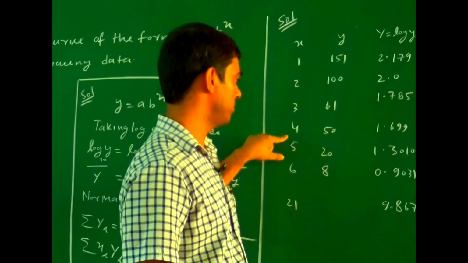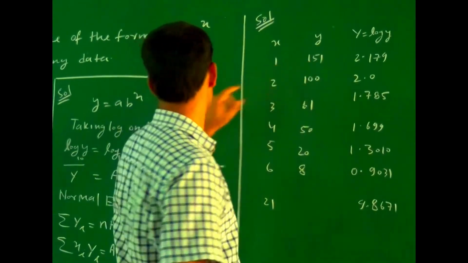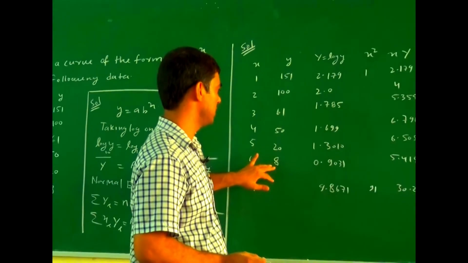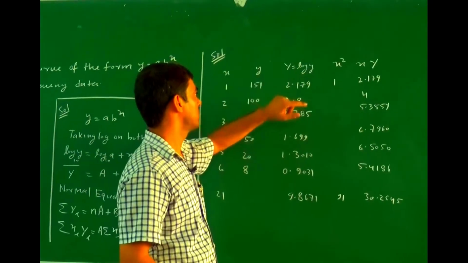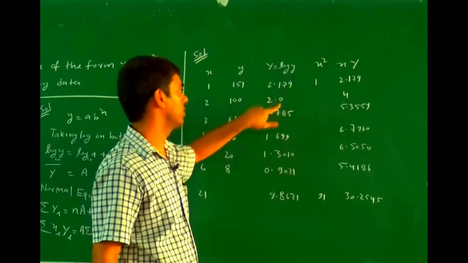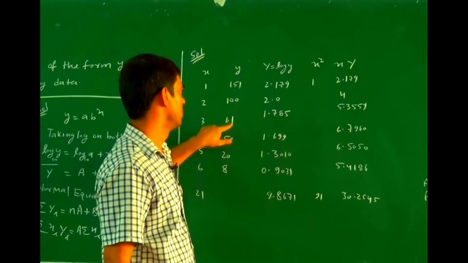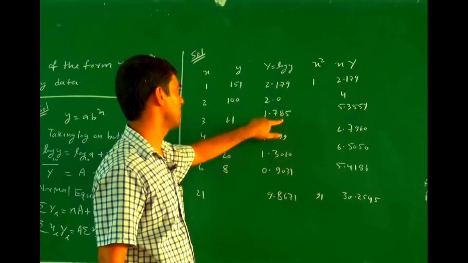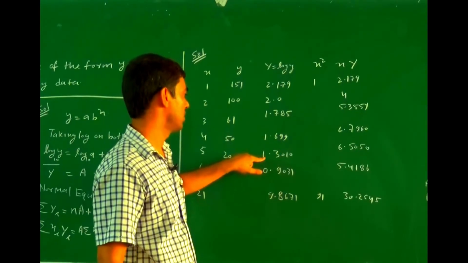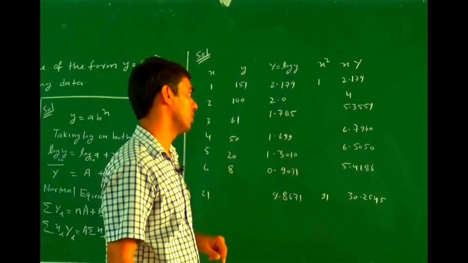The values for x are 1, 2, 3, 4, 5 and 6. The values for y are 151, 100, 61, 50, 20, 8. We take the log of these. Log 151 is about 2.179. Log 100 is 2. Log 61 is 1.785. Log 50 is 1.699. Log 20 is 1.3010. Log 8 is 0.9031.